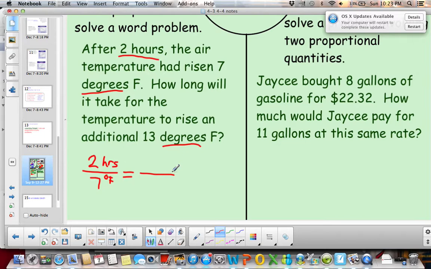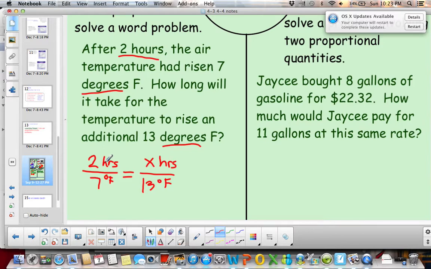We don't know how long. That's what we're trying to figure out. So that is where we're going to put our variable, because we don't know how many hours. That's our x. And then we want to figure out how many for 13 degrees. So if you notice a couple things, like I already mentioned, our 2 and our 7 have to go together, and then our x and our 13 have to go together, meaning they have to be on the same ratio.